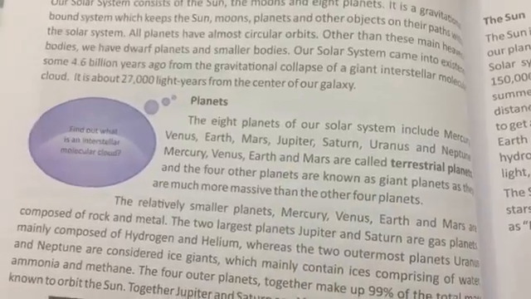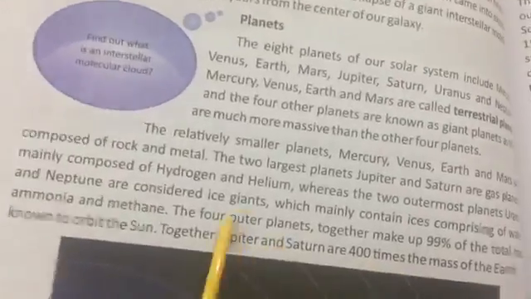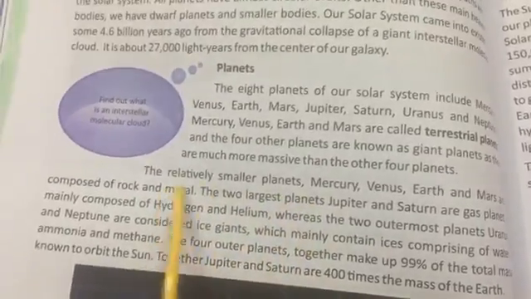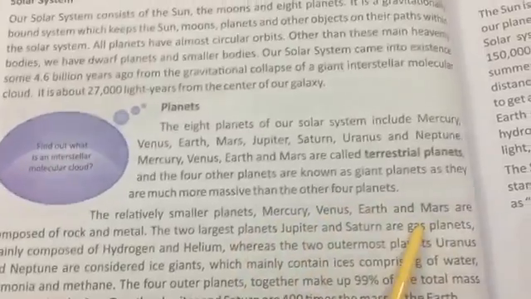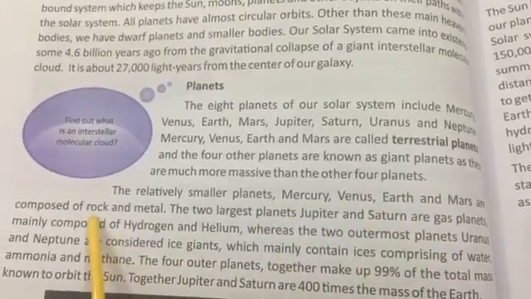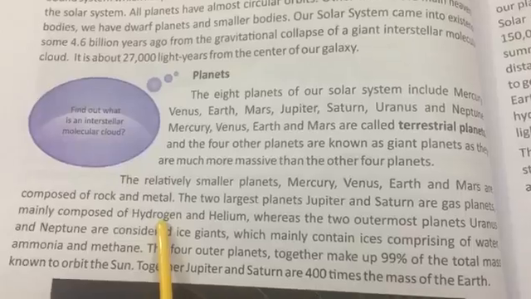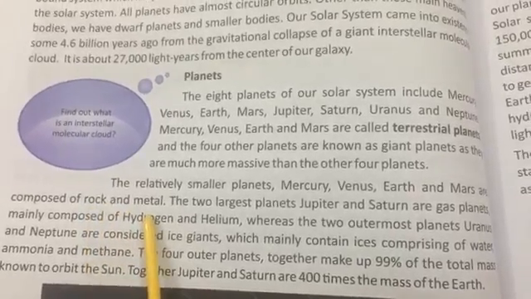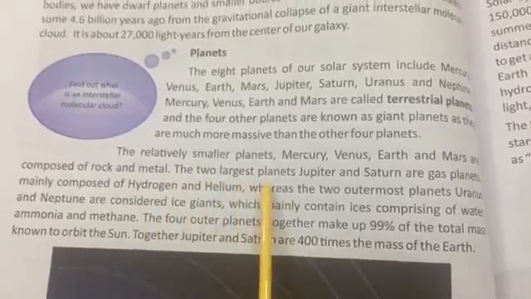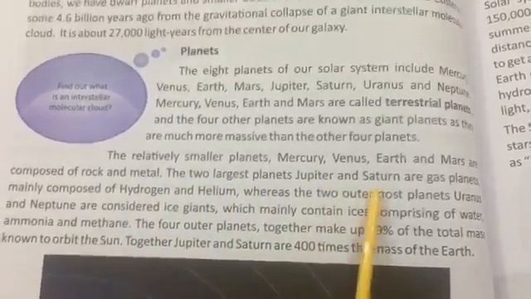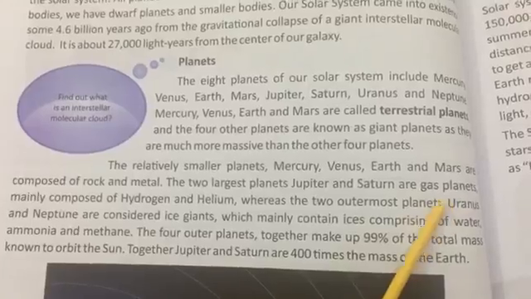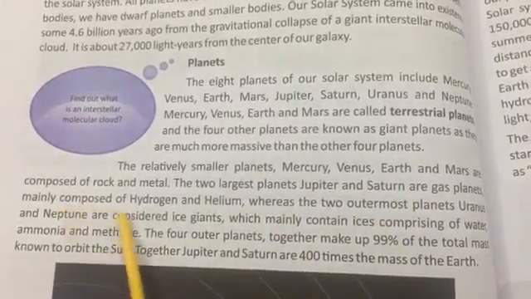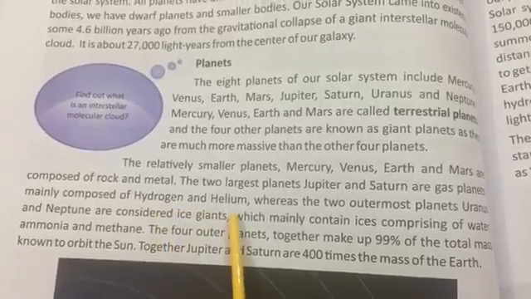Now, why are they called the terrestrial planets? The smaller planets, Mercury, Venus, Earth, and Mars, are called terrestrial planets because they are composed of rock and metal. On these planets, we have rocks and we have metals, right? And the two largest planets, Jupiter and Saturn, are the gas planets. They are composed of gas, mainly hydrogen and helium, right?